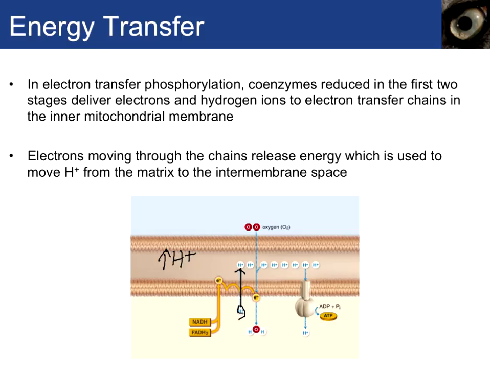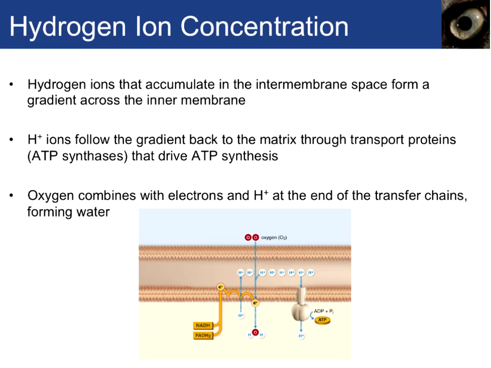So those electrons moving through the chains release the energy, and that's what's used to move the hydrogen into the inner membrane space. So hydrogen ions accumulate in this inner membrane space and form a gradient across the inner membrane. So again, you're going to have high hydrogen here, low hydrogen inside. And so that's the gradient between the two.